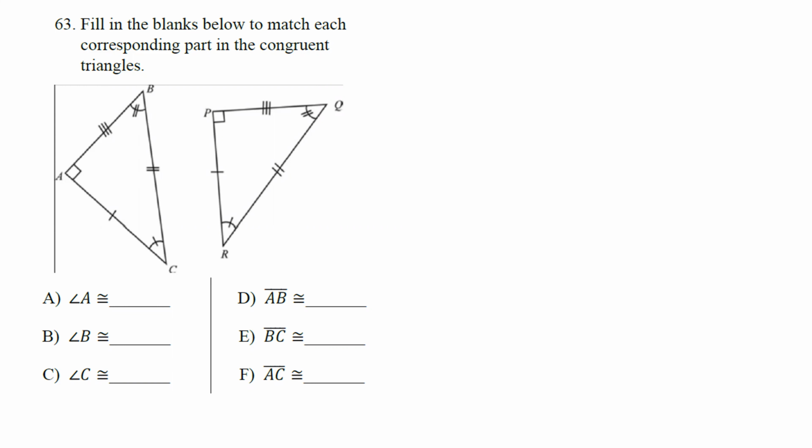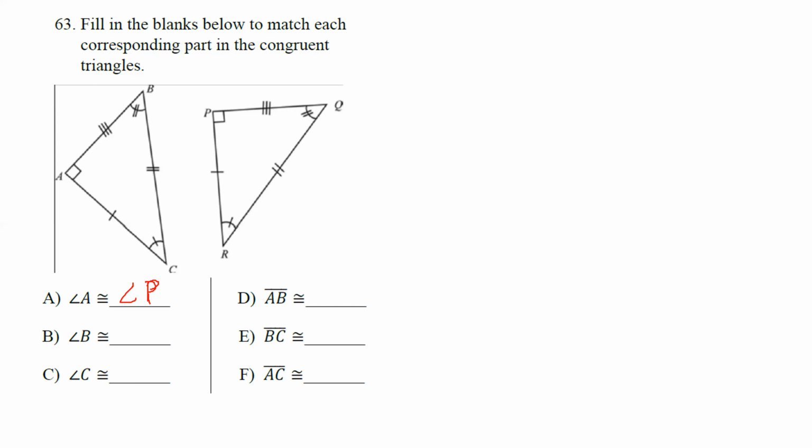So we have 2 congruent triangles there. We had to match up all the corresponding parts. So they gave us something to match it up to. For the angles, it's a little bit easier because we can just look at the angle and say, all right, here's the angle that's a right angle. P is the right angle over here. So angle A is congruent to angle P.